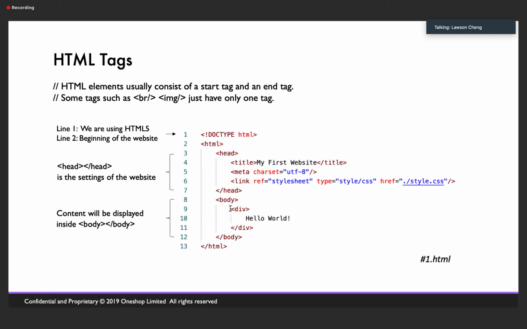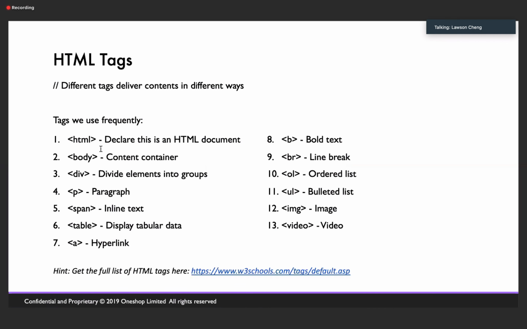And inside the body tag, you can start to construct your website. So div means division, because we're going to divide the content into a lot of boxes. We use the div tag to divide the boxes. And there are lots of different tags to represent different elements. Maybe p stands for paragraph, span stands for inline text, and img means image. Those tags you can find through the link below.